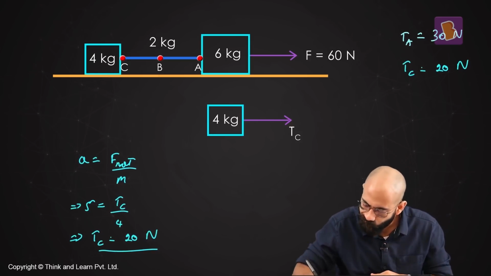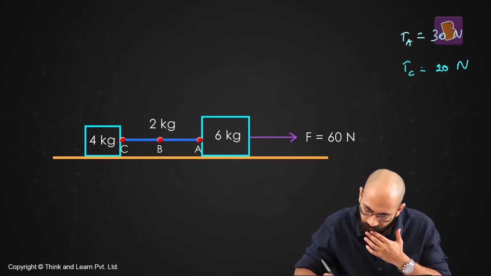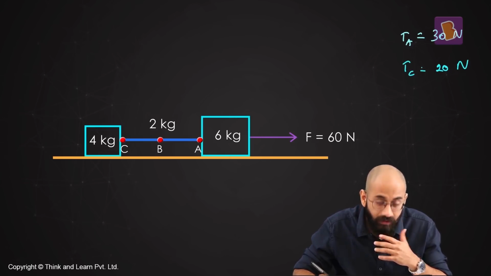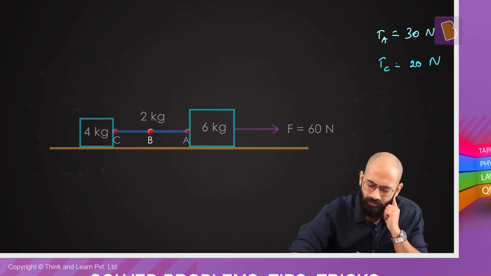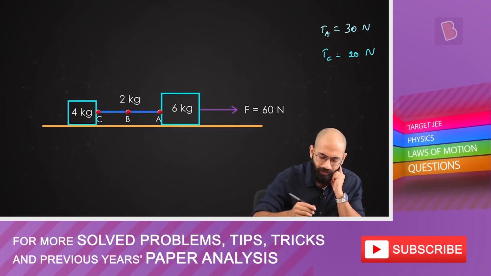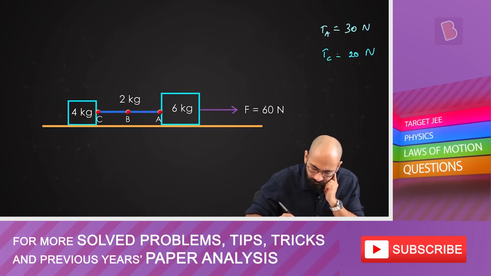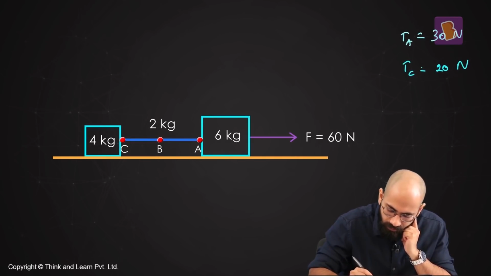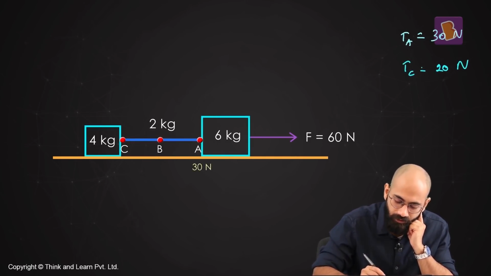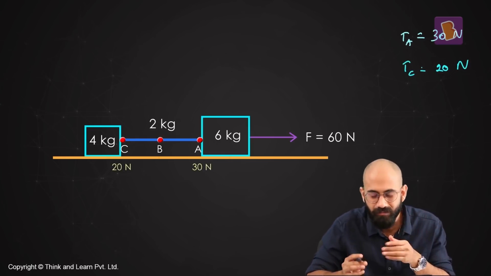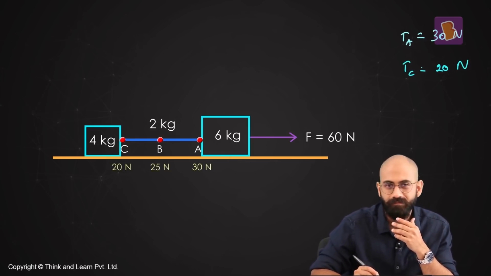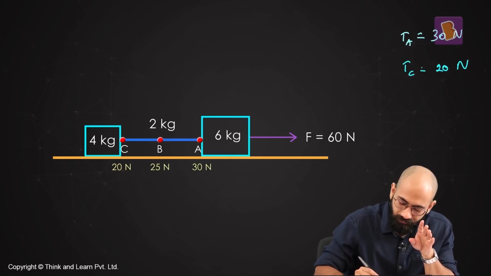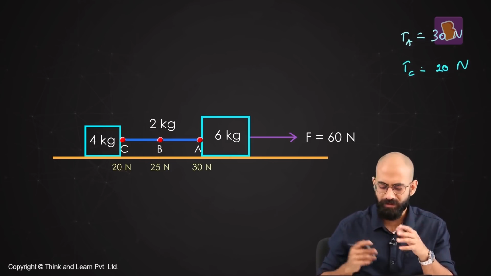Now what do we have to find? We need to find the tension at point B. How do we do that? Now we know that the tension at point A is 30. Let's write this over here. So we know that this tension over here is 30 and this tension over here is 20. Intuitively, you might think that, okay, because it's the midpoint, it should be about 25, right? I mean, you can think that way, but that's not the right way to do it. Let's try to prove it. It's very simple to prove it.